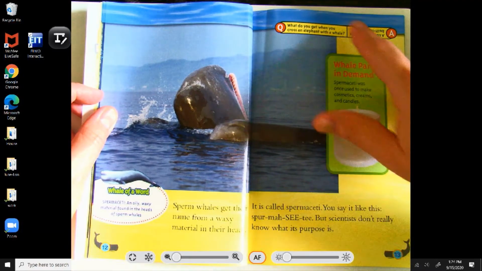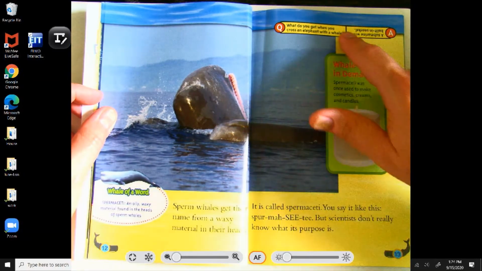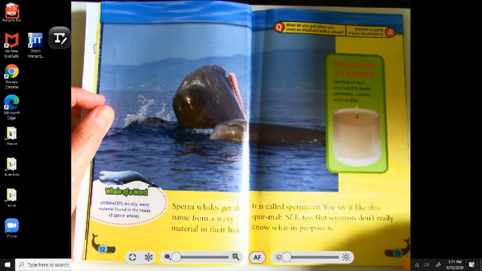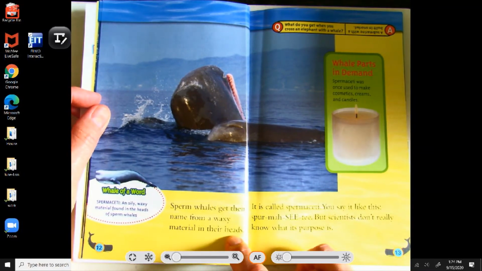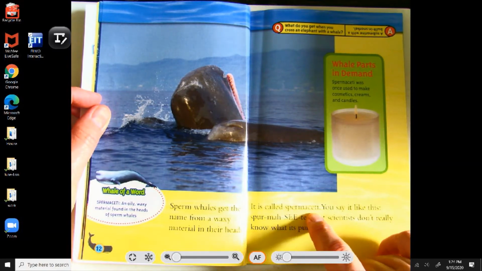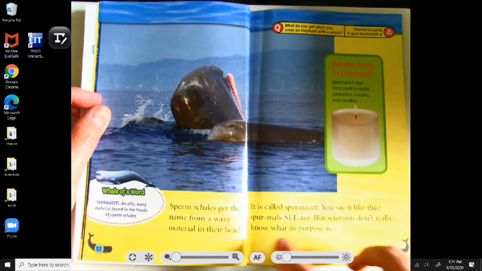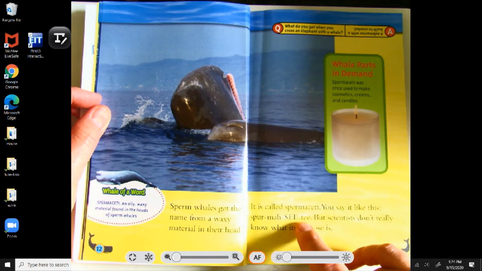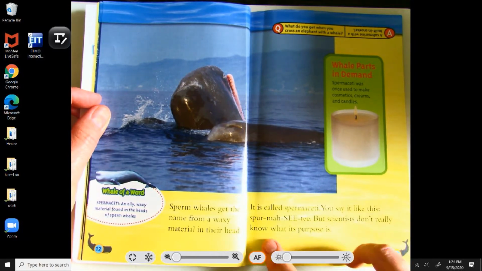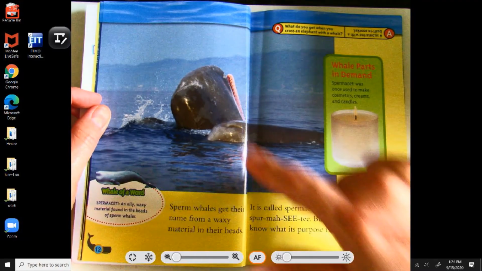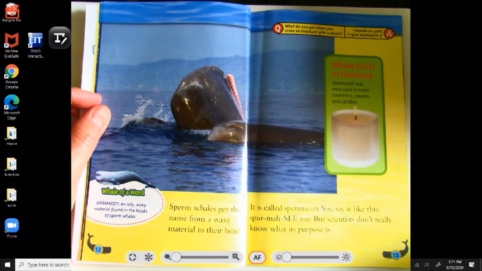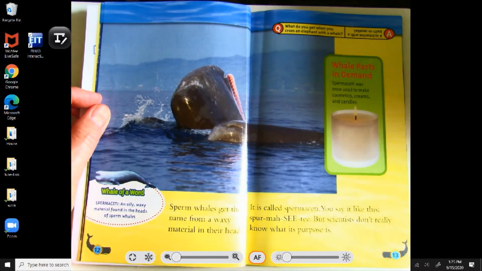Oh, look at that. 3 text features, 3 inserts on this page. Sperm whales get their name from a waxy material in their heads. It is called spermaceti. You say it like this: spermaceti. But scientists don't really know what its purpose is. So there's this waxy material inside the heads of the sperm whales called spermaceti, but scientists don't really know what it's used for, why they have it.